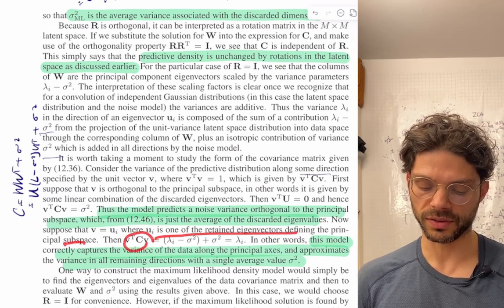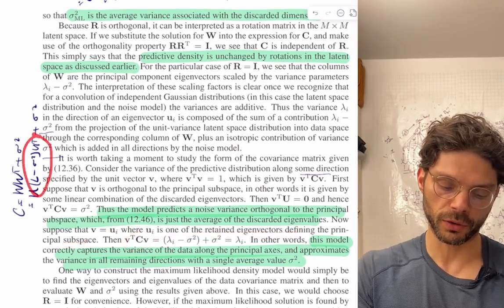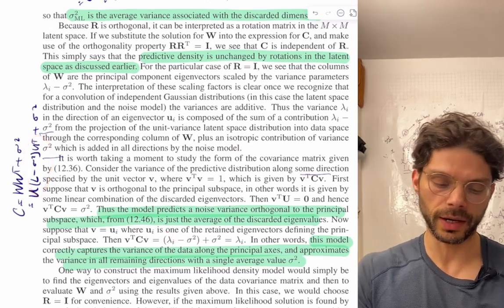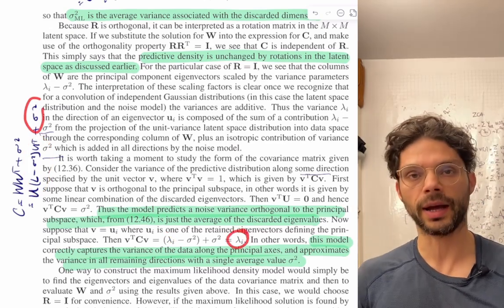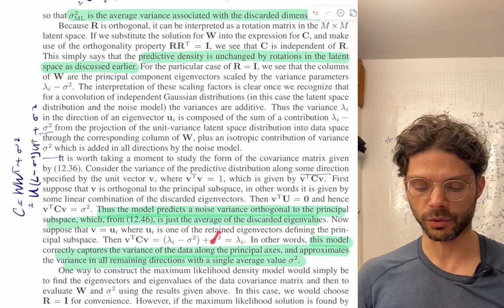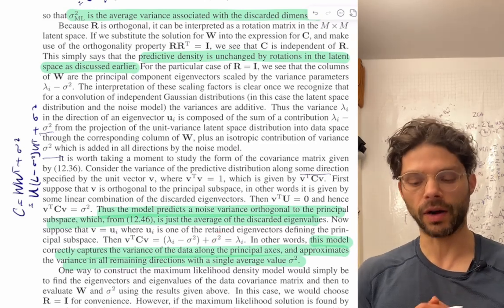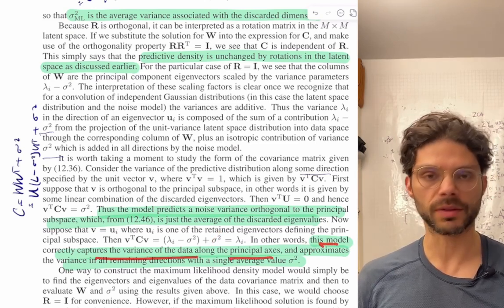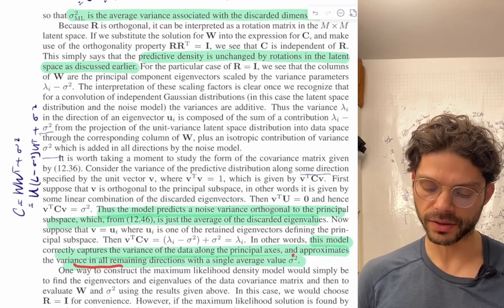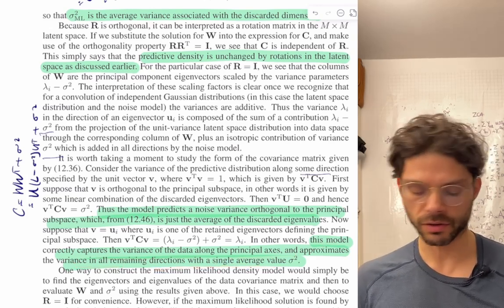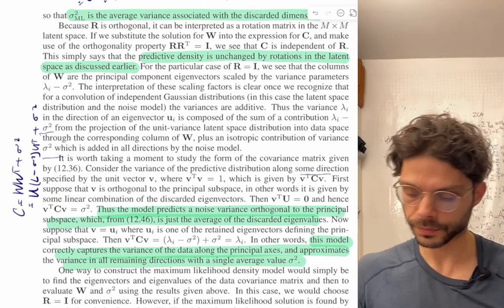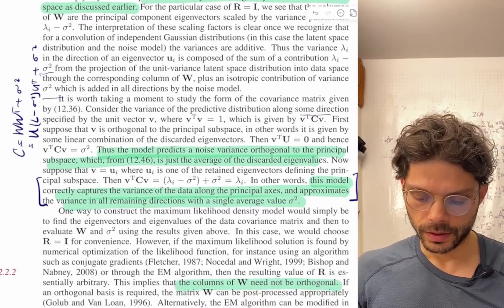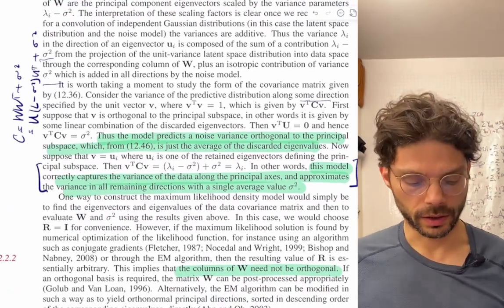Then v transpose C v is, well, this part goes through, and you get the corresponding eigenvalue dropping out. So it's eigenvalue minus sigma squared, and you're adding a sigma squared, so the sigma squareds cancel out and you get lambda_i, the observed variance in that direction. So this model correctly captures the variance of the data along the principal axes and approximates the variance in all remaining directions with a single average value sigma squared. That's pretty cool, a really neat property.